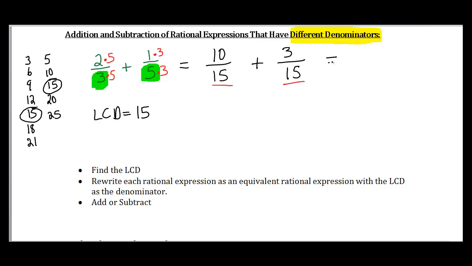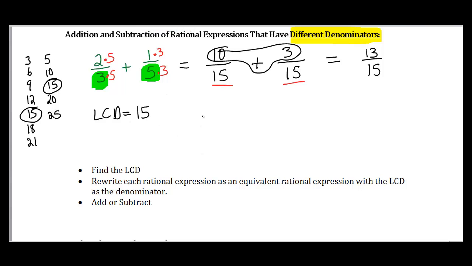And so now that we have the same denominator, it's exactly the same as before when we add or subtract when we have the same denominator. You add the numerators. I'm going to add the 10 and the 3 to give me 13. I'm going to keep my same denominator, and then I'll simplify if possible. In this case, I can't simplify. All right, and so that's what we're going to do here.